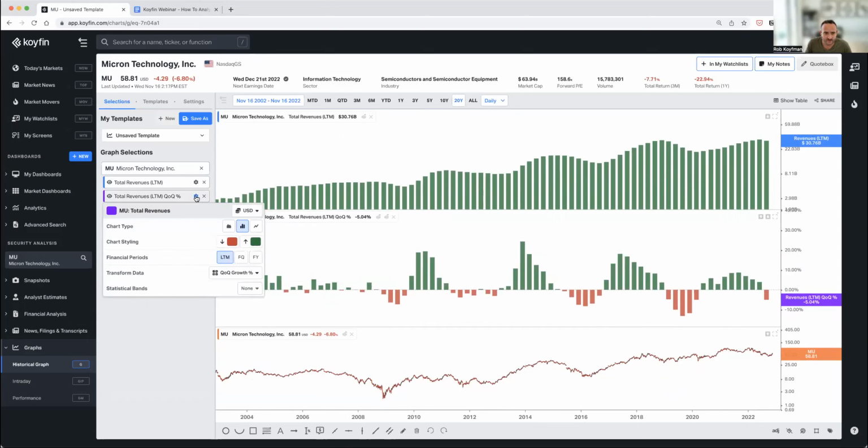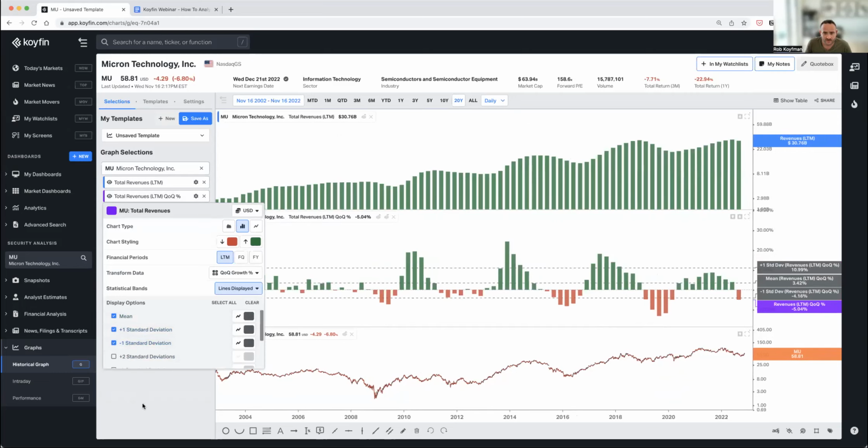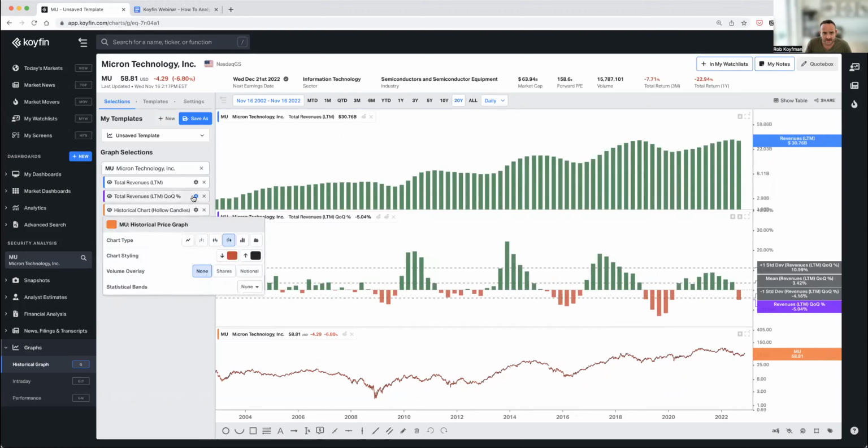What I can do, which is kind of cool, is I can also add statistical bands to this growth rate, right? So I could look at the mean and one standard deviation. That's another setting that we have in the settings bar to look at the statistical bands. And now I could actually see that on average over the past 20 years, Micron has sequentially, quarter on quarter, increased revenue by about 3.2%. One standard deviation is minus 4%, plus one standard deviation is 11%.